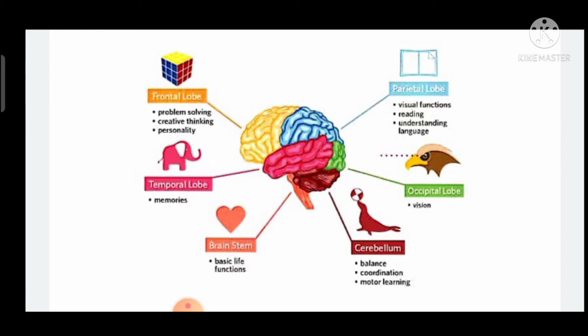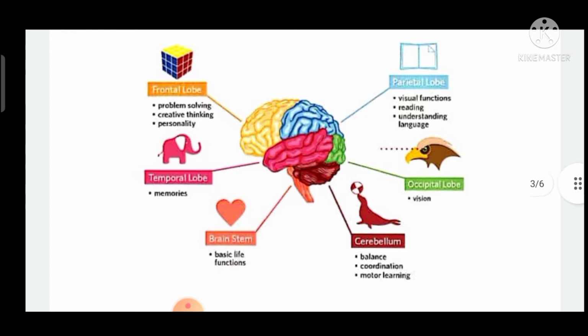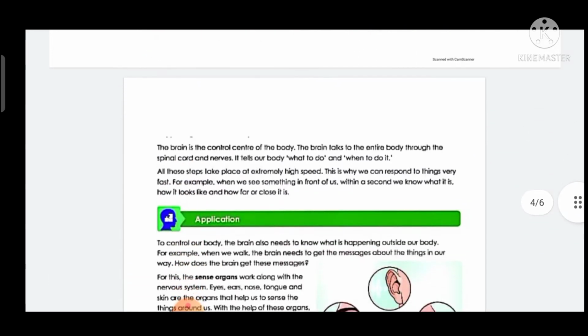So I hope these different parts of the brain are clear to you all. They are distinguished by colors. For you to understand it better, I have given yellow color, blue color, and so on. So these are the different small parts of the brain and the purposes they are used for. Now let's move on to our next topic.